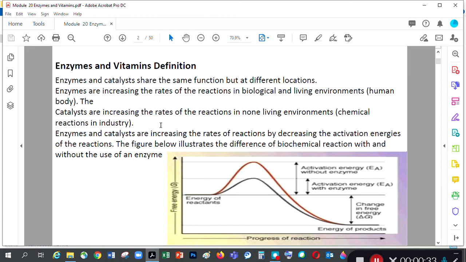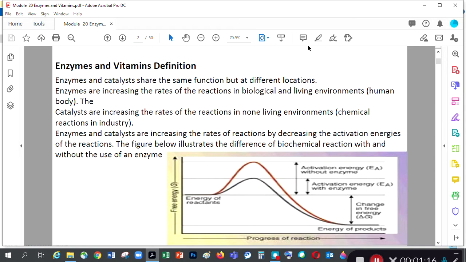Enzymes and catalysts share the same function at different locations. While enzymes work in biological, living environments like the human body, catalysts work in non-living environments, in chemical reactions in industry. But they have the same function. Both enzymes and catalysts increase the rate of the reaction in the case of a catalyst, or the rate of activity in the case of an enzyme. So how do they do that? They have to minimize the activation energy.